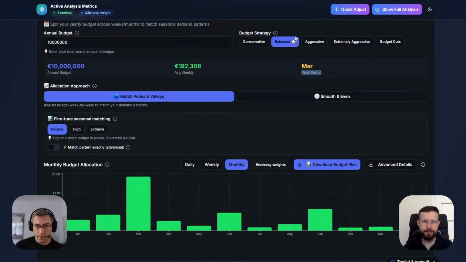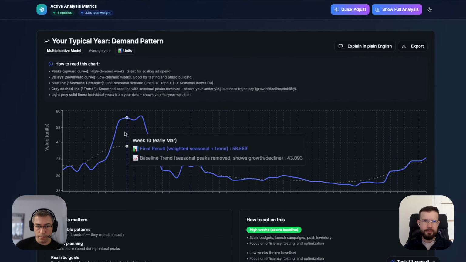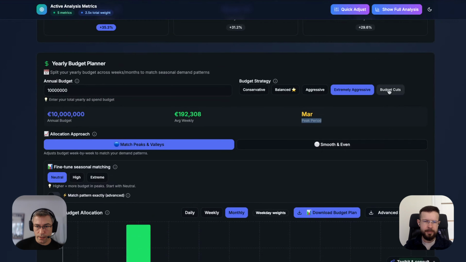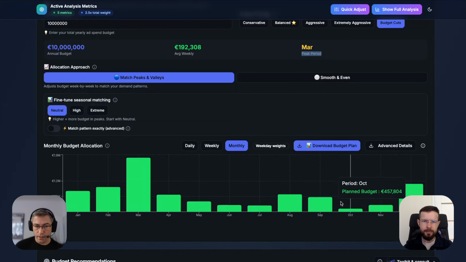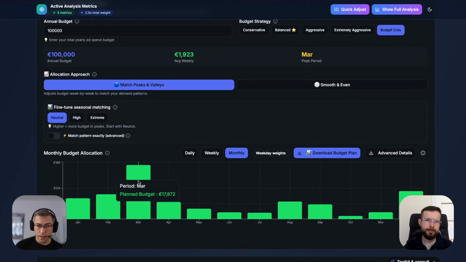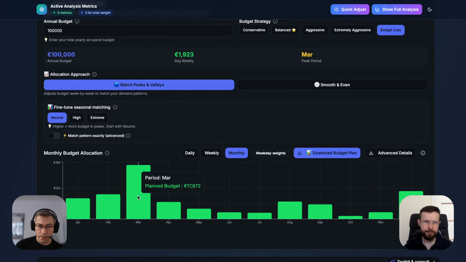Yeah. So first you can change it here. Now you have monthly view, you have conservative, balanced, aggressive, extremely aggressive. As you can see, the months in which the peaks happen, they grow. And they increase. Budget cuts, this is already extreme. Let's say you go for 100K for the whole year, and this is where you deploy the money the most, 11 and 17 in March.